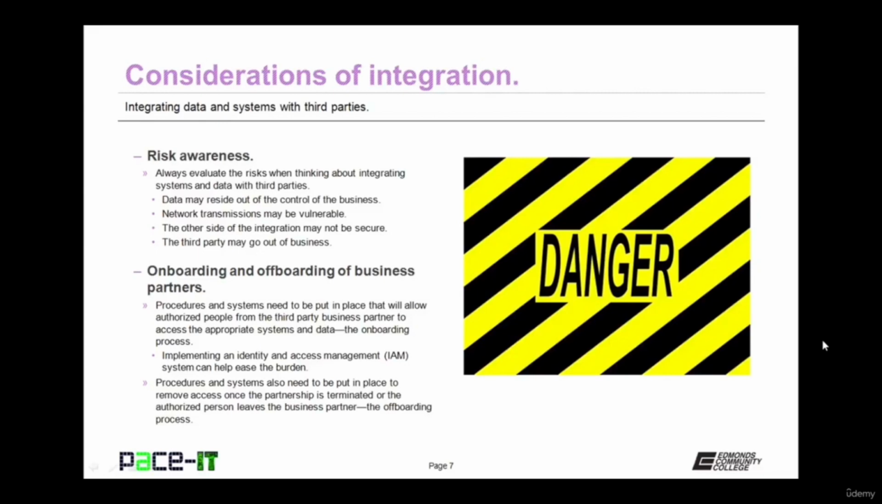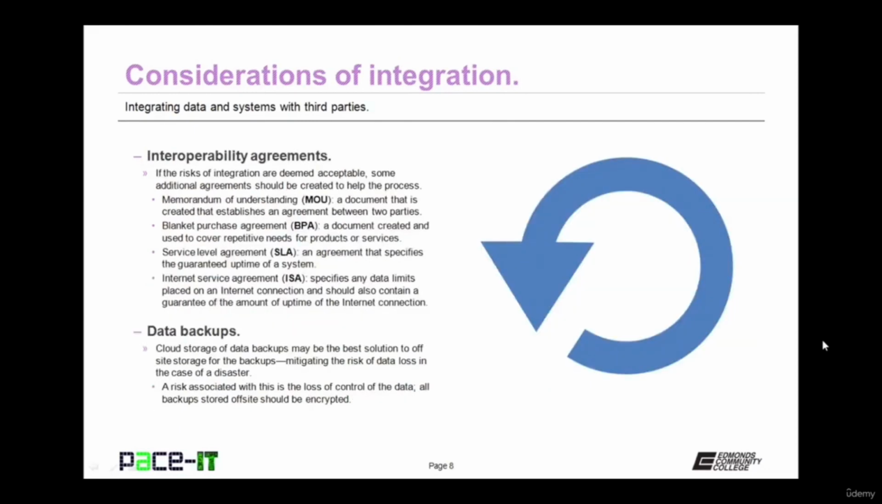Procedures and systems also need to be put in place to remove access once the partnership is terminated or the authorized person leaves the business partner. This is the offboarding process. Then you need to consider the interoperability agreements.